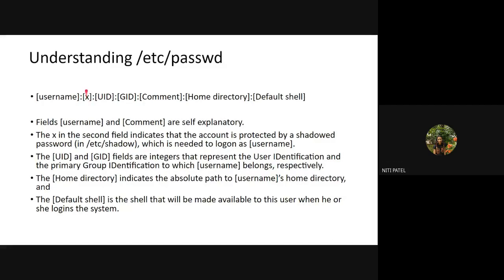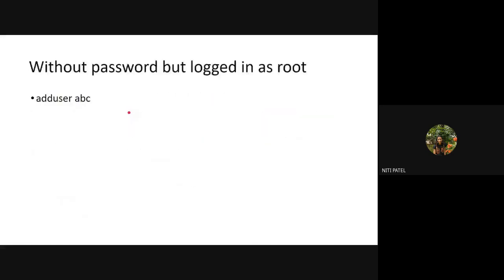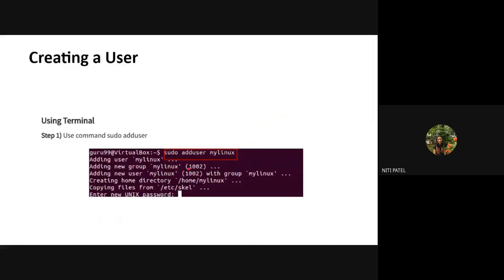If this X is not there, that means that information is not protected and the entry is not there inside the shadow file. Okay. What is this UID and GID? It is nothing but the user ID and the group ID. So we get to know the user ID when we create a user. 1002 is the user, is the group ID.